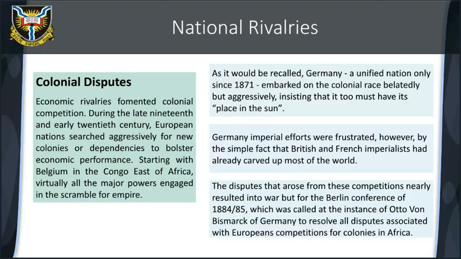Germany's imperial efforts were frustrated, however, by the simple fact that British and French imperialists had already carved up most of the world. The disputes that arose from these competitions nearly resulted in war, but for the Berlin Conference of 1884 to 1885, which was called at the instance of Otto von Bismarck of Germany to resolve all disputes associated with European competitions for colonies in Africa.